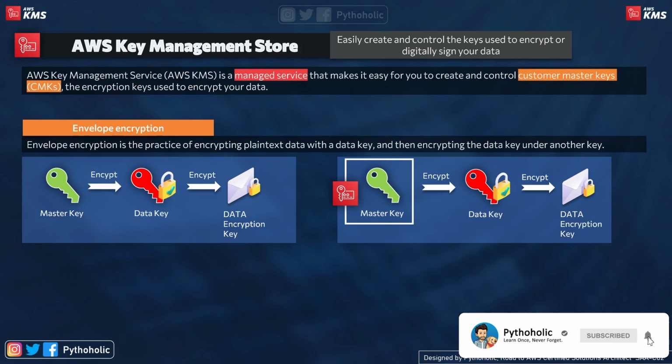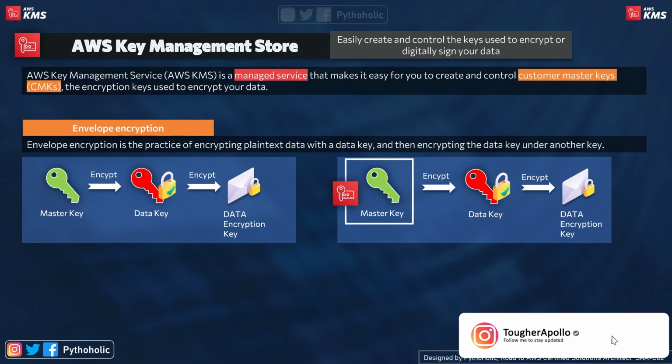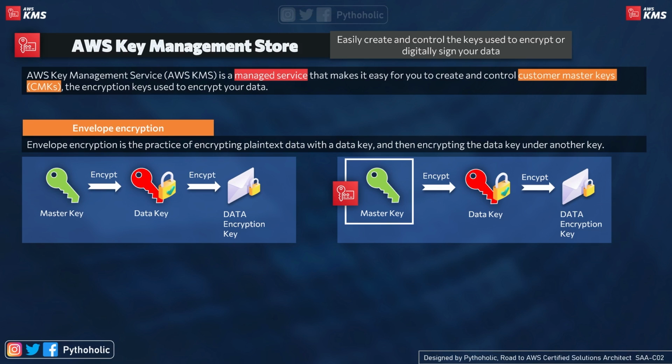So envelope encryption is the practice of encrypting the plain text data key with a data key and then encrypting the data key itself under another key. But if you encrypt the data key, how are we going to decrypt the data? For that, we need to have a top level plain text key that will act as our master key. I know it's a bit confusing, but remember one thing here.